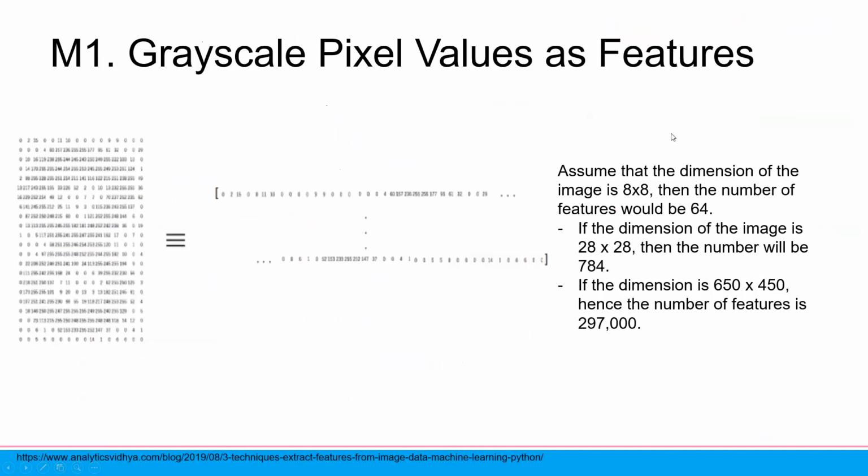When we have the grayscale, we have only black and white. So grayscale means just black and white. As you already know, if it is 0, then it is closer to black. If it is 255, then it is closer to white.